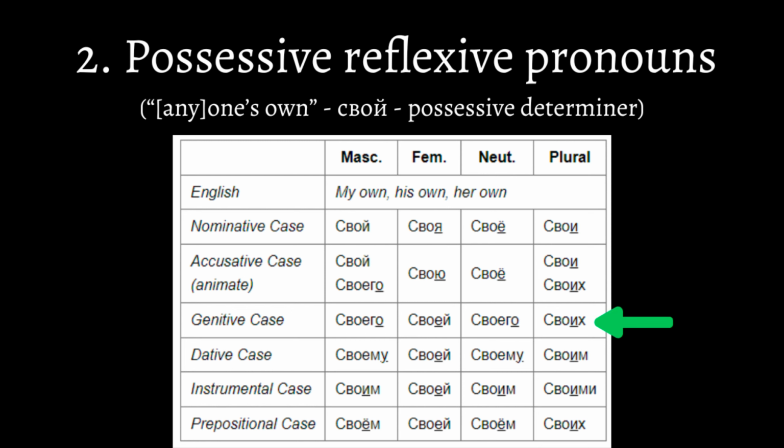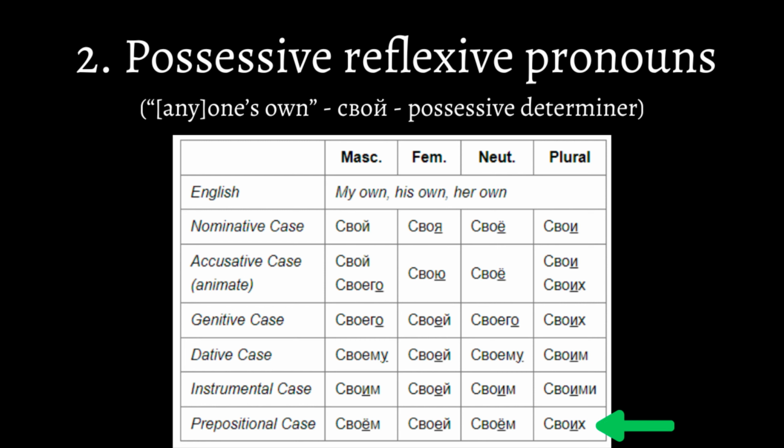In the genitive, the pattern is своего, masculine, своей, feminine, своего, neuter, and своих, plural. In the dative, the pattern is своему, masculine, своей, feminine, своему, neuter, and своим, plural. In the instrumental, the pattern is своим, masculine, своей, feminine, своим, neuter, and своими, plural.